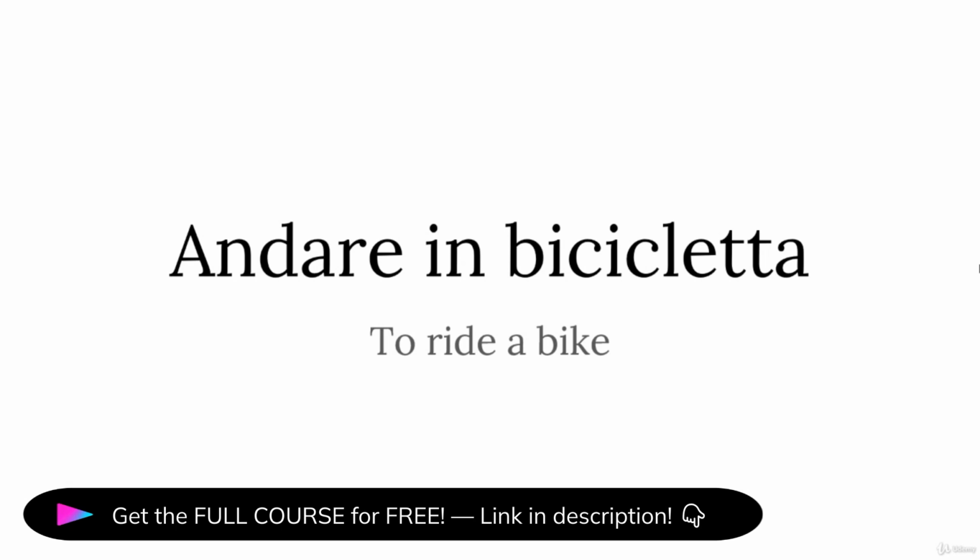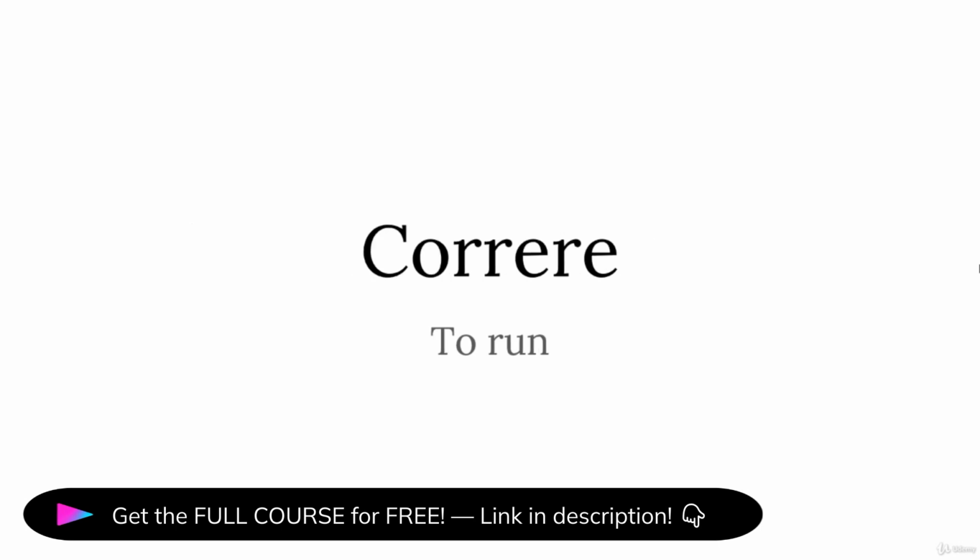Perfect. Very good. Then, andare in bicicletta. That's to ride a bike. Andare in bicicletta. And that literally means to go on a bike. Okay? And bicicletta is bike, but you can also say bici. It's shorter and it works. Bici. Andare in bici. It's okay. Perfect. To run, correre. We have already seen this verb in lesson 7. Correre.